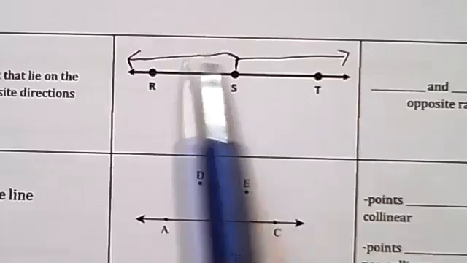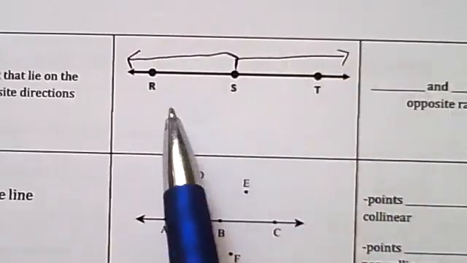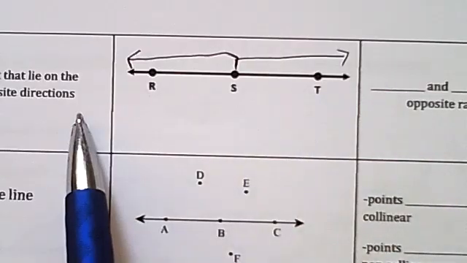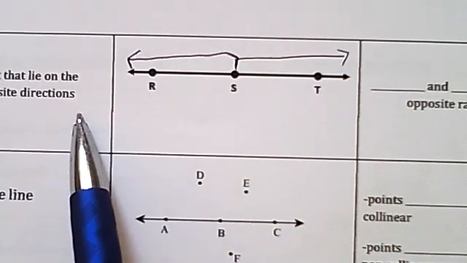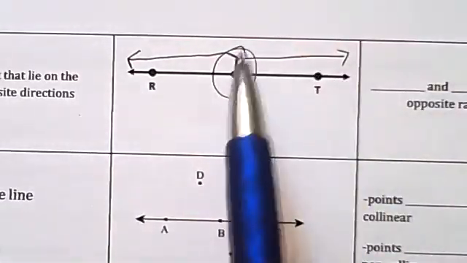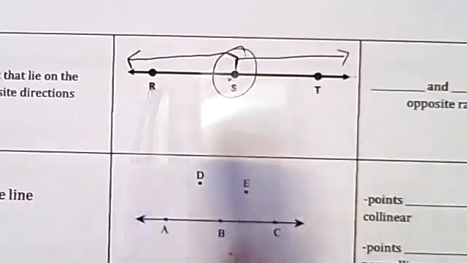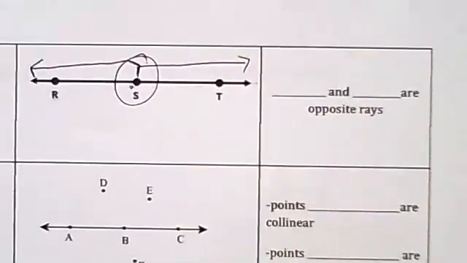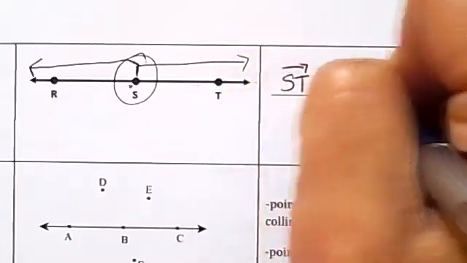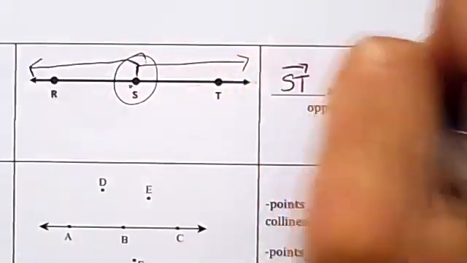A mistake that kids make is they'll say, oh, RT and TR are opposite rays because they go in opposite directions, don't they? And yes, they do, but they have to have the same endpoint. So it's basically like it starts at a point and they go in opposite directions. So to name the pair of opposite rays here, we would have ray ST and ray SR. Those would be opposite rays.